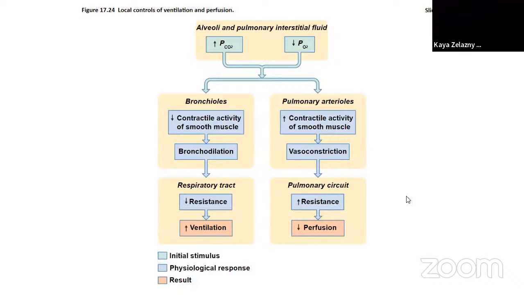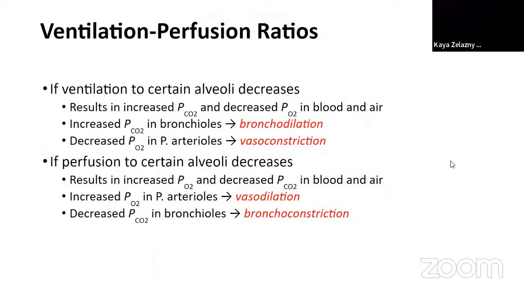And then we just have a figure of this. As you're thinking about this, I do recommend that you think about these things more in the context of the last time we talked about bronchodilation and bronchoconstriction. If there's any question about ventilation perfusion ratios, again, that'll be one question tops.